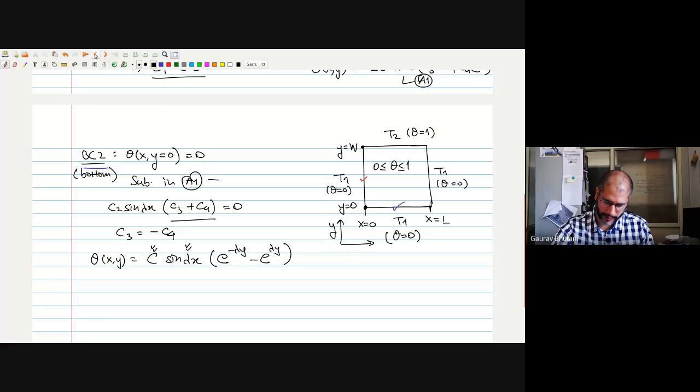So let's use them. The third boundary condition we use, let's use the one on our right. I'll use the green color now, which is this one.